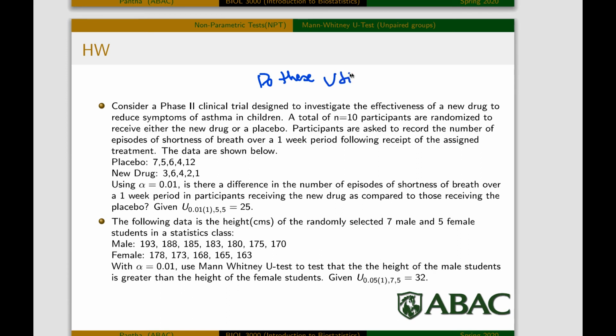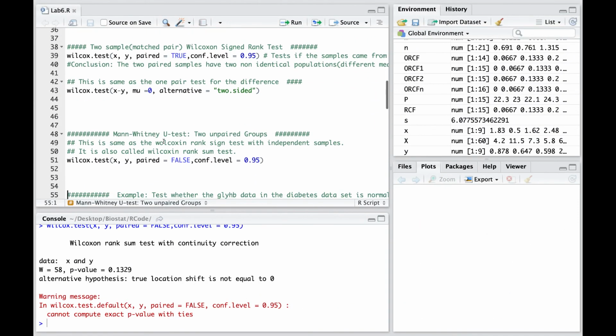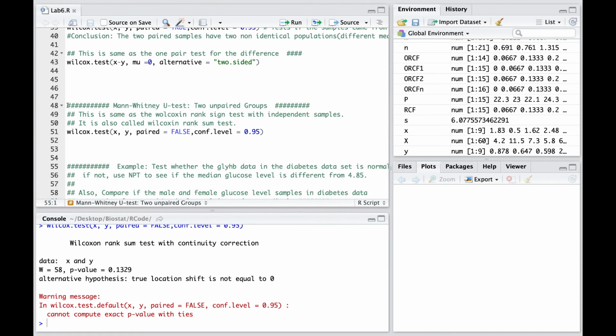You can do both of the problems using R. Let me show you how to do this problem, these examples or this method, using R. If you scroll down to line number 48 of the code, it says Mann-Whitney U test for two unpaired groups. This is the same as the Wilcoxon rank sum test with independent samples, so it is also called the Wilcoxon rank sum test.